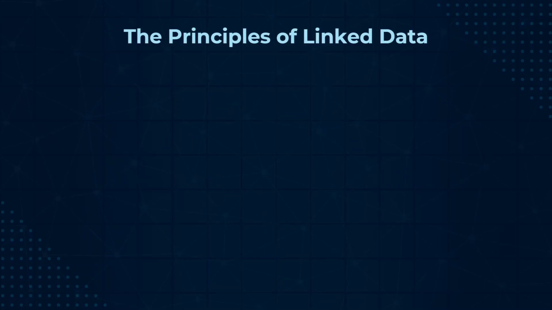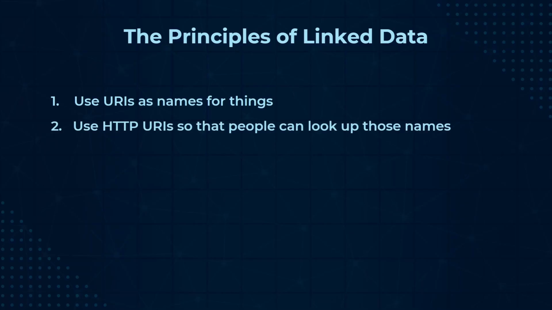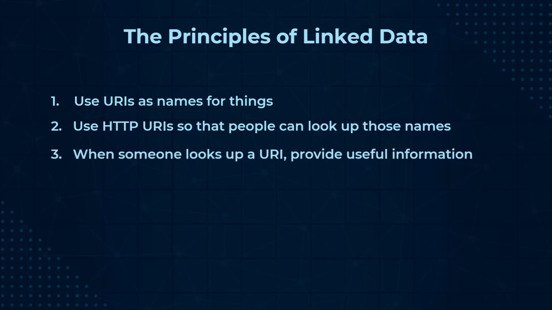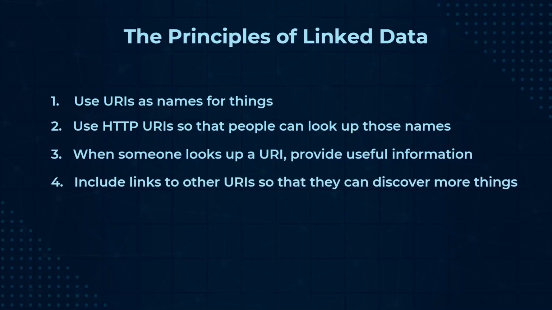When linking data, 4 principles were defined by Tim Berners-Lee to classify data as linked data. When working with semantic web technologies, we should try to follow these rules. The first rule is use URIs as names for things. Second, use HTTP URIs so that people can look up those names, for example in the web. The third rule is when someone looks up a URI, provide useful information. The fourth is include links to other URIs so that they can discover more things.